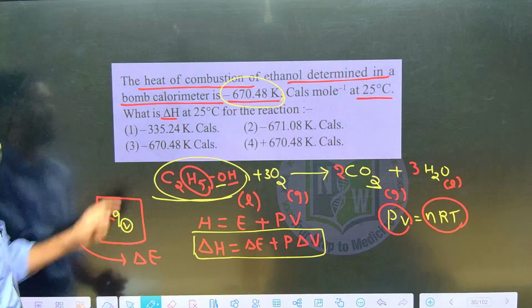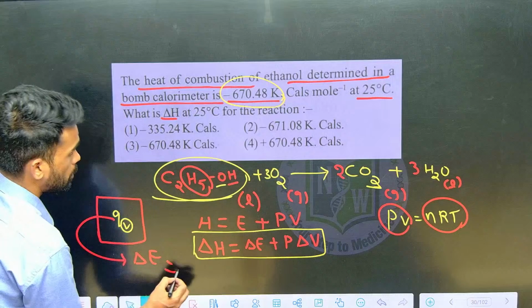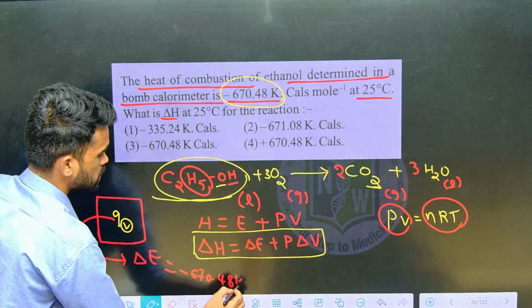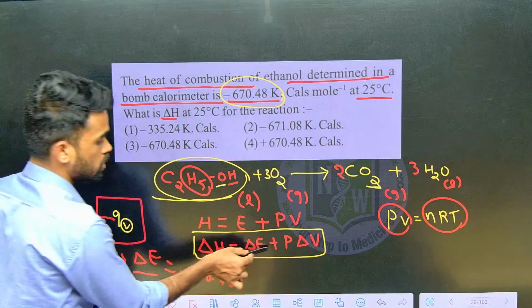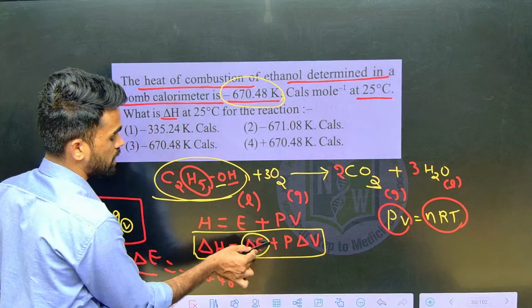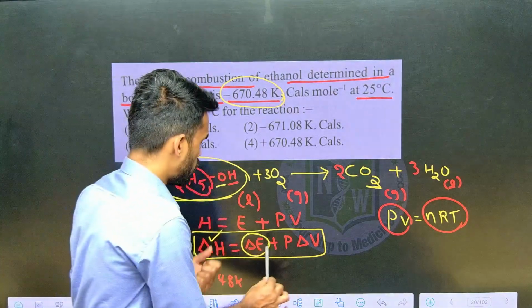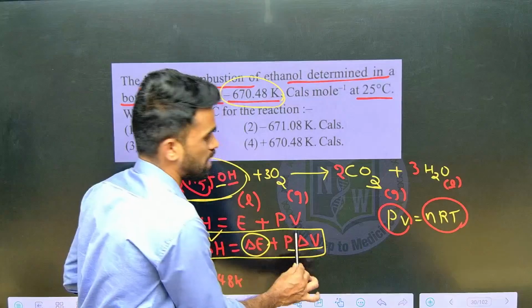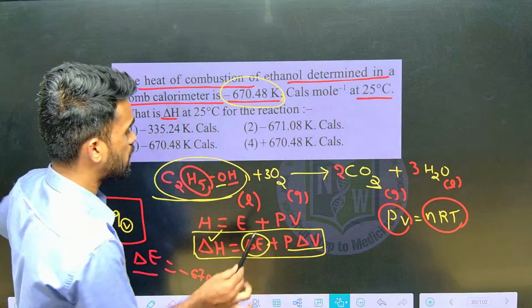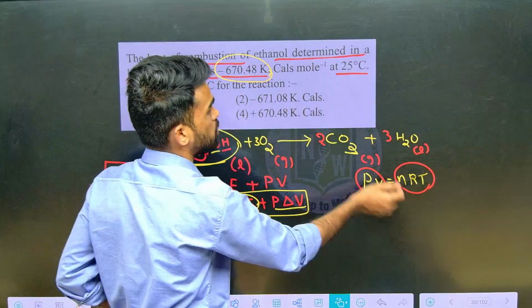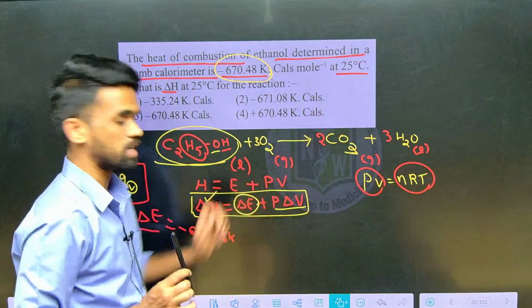Now how much value have they mentioned? Minus 670.48 kilocalorie. So this is the internal energy value they have provided, but they are asking us to calculate the enthalpy change. In order to solve that, we need to know the PV value. I do not have the PV value, but I can place nRT there because temperature is mentioned. Using that we can calculate it.